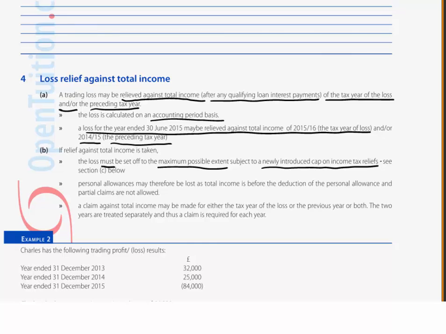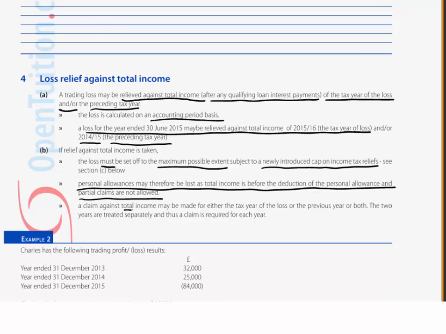But we'll see that in a few minutes' time. What did we say was the main potential problem of this? Personal allowances may therefore be lost, as total income, as we know, is before the deduction of the personal allowance. Partial claims are not allowed. Again, putting there in writing the words that I spoke a few moments ago.